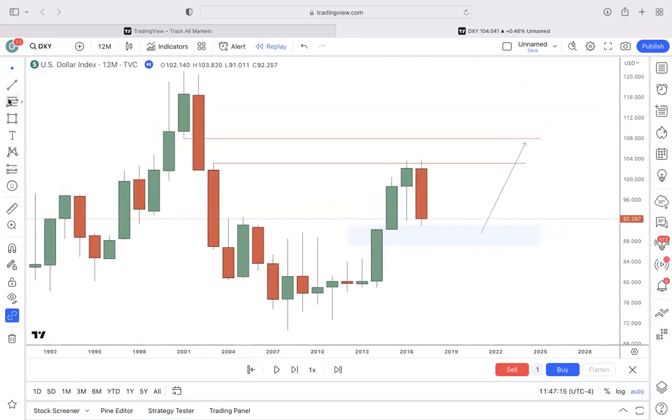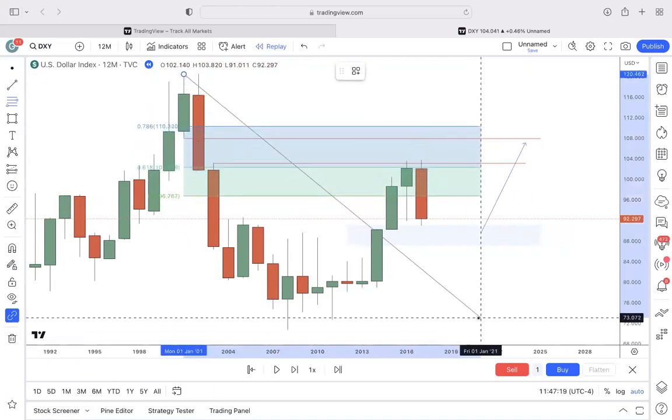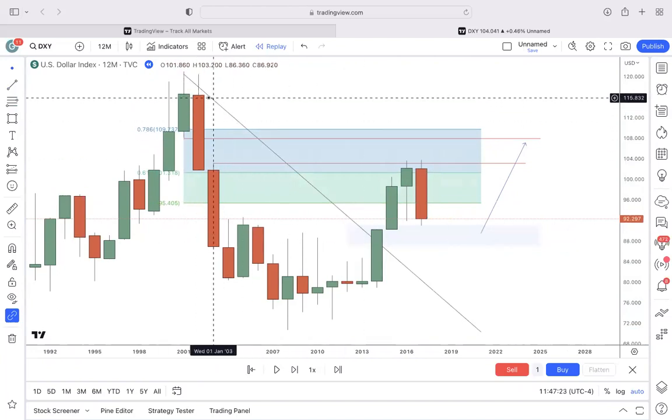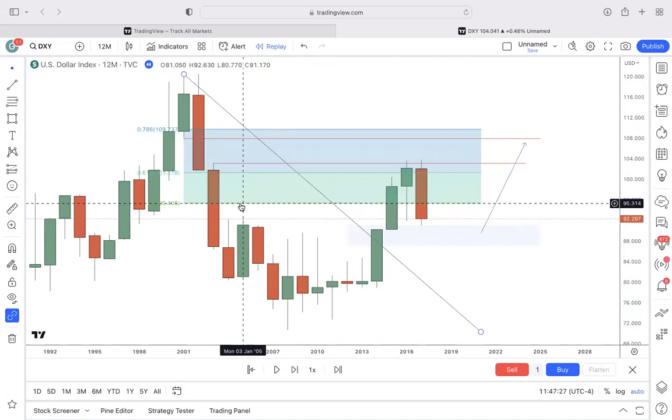So here's our dealing range, guys. PD array matrix, high down to low. Here is your PD array matrix. It's nothing but a fib. Here's 50%. Anything below that is going to be a discount. Anything above it's going to be a premium.